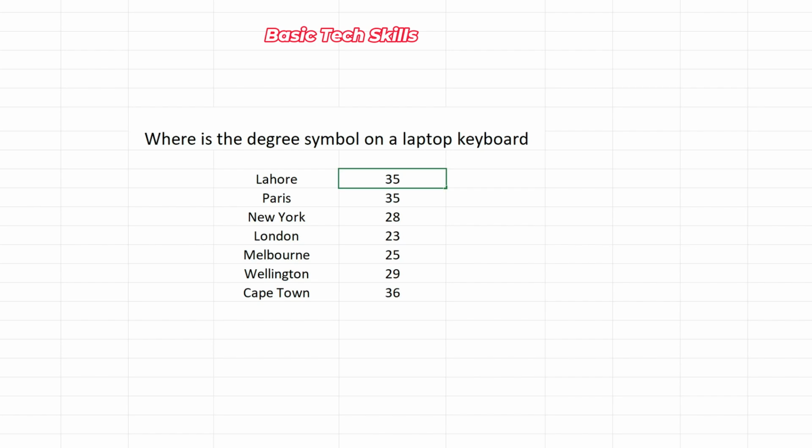Press F2 and then press the space bar, and then press the Alt key, and on the numeric side keypad press 0176 and release the Alt key, and here you can see that the degree symbol is inserted.